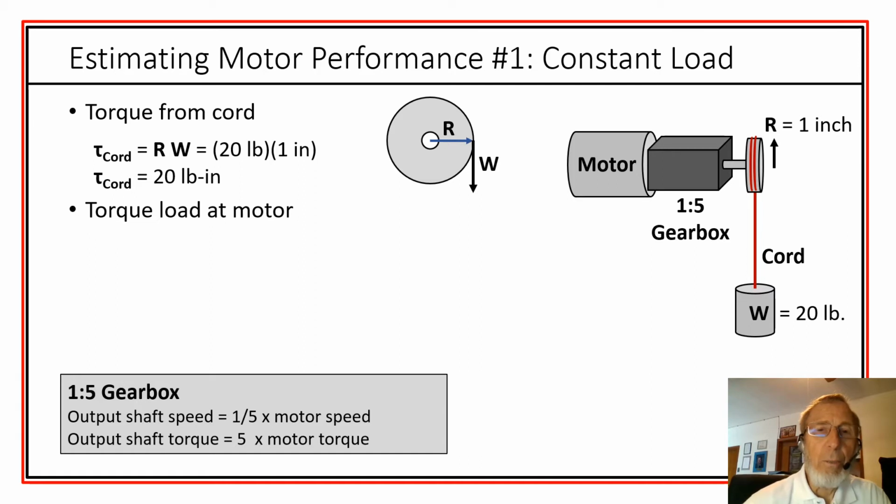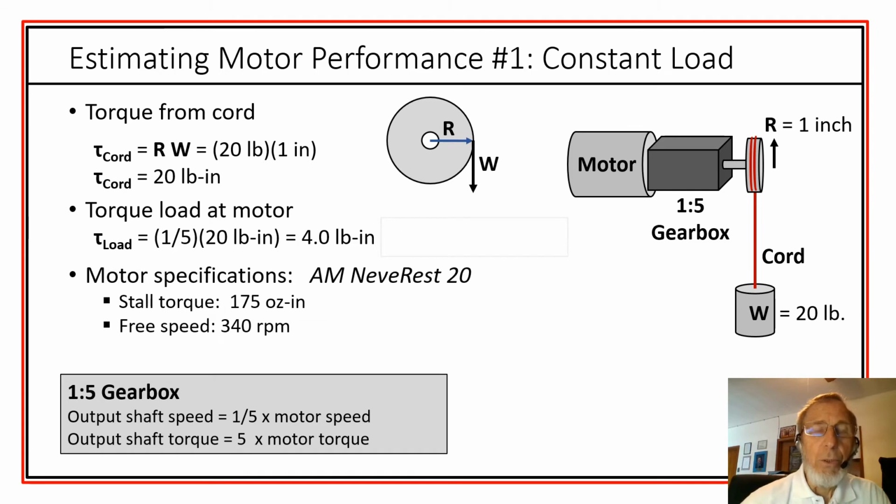We can then determine the load at the motor. The torque load on the motor is going to be 1/5 of what was applied out there at the wheel by the cord. So 1/5 of 20 pound-inches is 4 pound-inches.